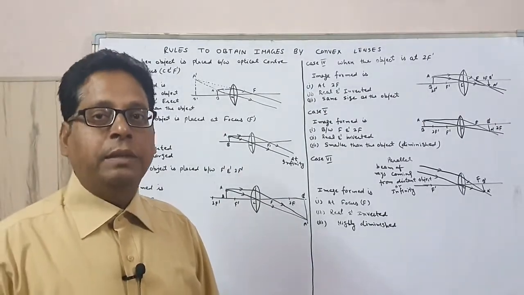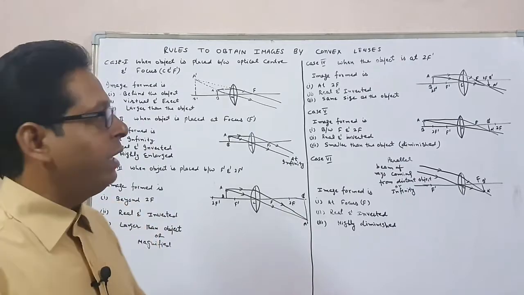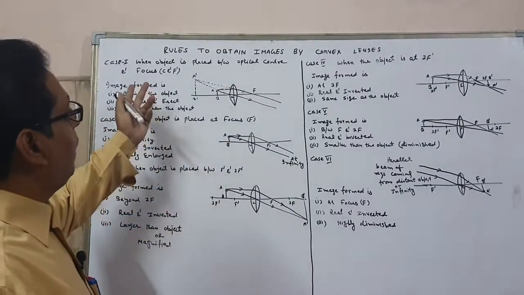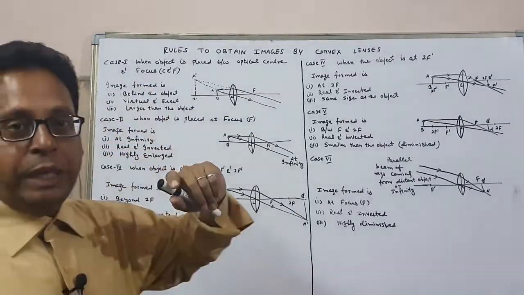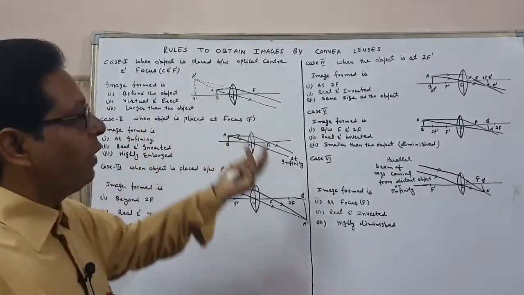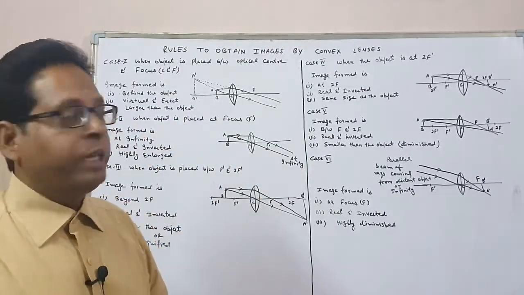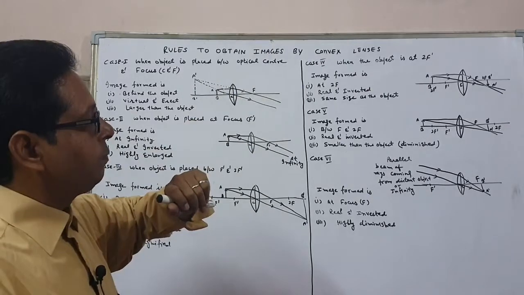In the previous lecture we had done the laws of image formation in case of convex lens as well as concave lens. So today we will discuss where the object is to be placed so that we get different types of images in case of a convex lens, right?